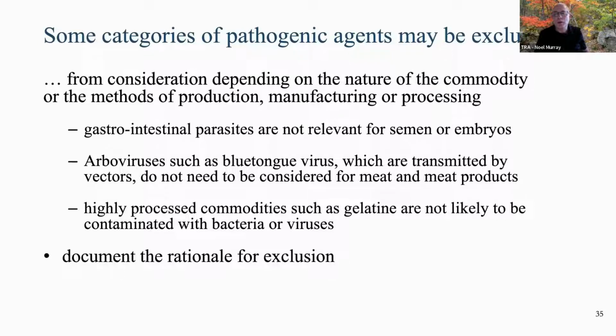Now, some categories of pathogenic agents may be excluded from consideration. That depends on the nature of the commodity or perhaps the methods of production, manufacturing, or processing. So, for example, obviously, gastrointestinal parasites are not relevant for semen or embryos. And arboviruses such as blue tongue virus transmitted by Culicoides midges or vectors don't need to be considered for meat and meat products. That may sound obvious, but I've certainly seen some risk analyses where they have been concerned about blue tongue virus being transmitted through meat and meat products. It's just not a biologically plausible pathway.